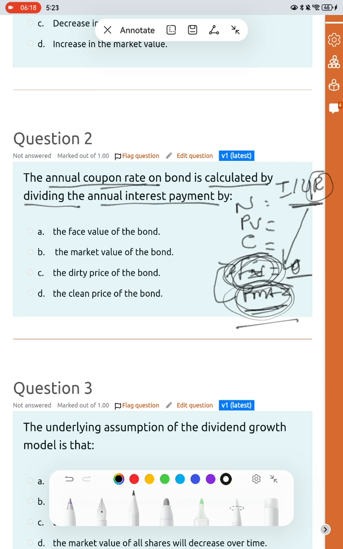So it's based on the face value rather than the market value. Your calculations are based on your face value as opposed to your market value. So the correct answer would then be the face value of the bond. Remember when we did this, we were looking for the payment and we were using the face value of the bond to calculate your payment per year. So this is your official answer.